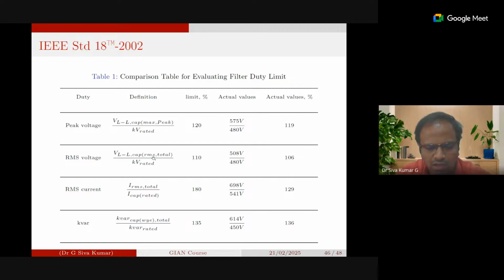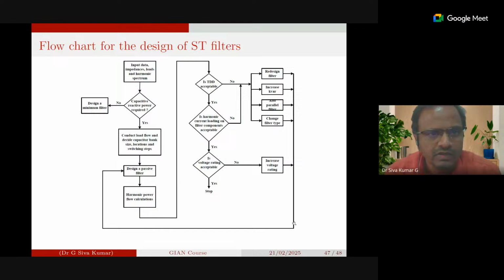We are not just connecting a passive filter to eliminate one harmonic. We are making use of this passive filter to improve the power factor as well as to handle the dominant harmonic which is there. Because of that reason, we need to calculate the fundamental, the overall RMS value, RMS current, and the peak voltage also. This is the flowchart of the design of the single tuned filter.